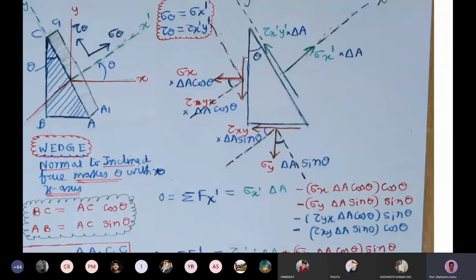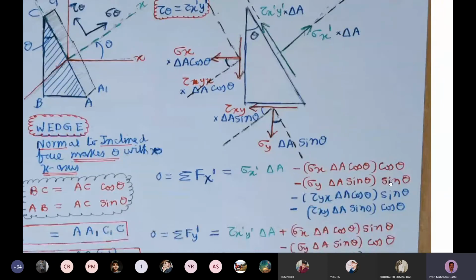And we can look at the shear component. The shear component is tau yx delta A cos theta, and the component along this direction, this angle is 90 minus theta. So cos of 90 minus theta is sin theta. So tau yx delta A cos theta sin theta. Similarly, for this component, it is tau xy delta A sin theta, and this angle is theta, so it will be delta A sin theta cos theta. So that component is this one. So we have found the sigma Fx prime.